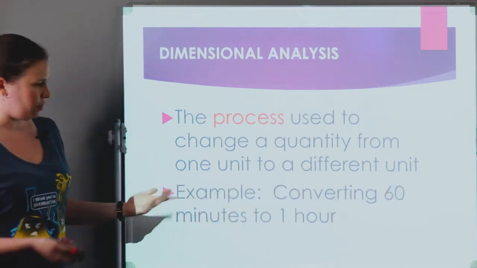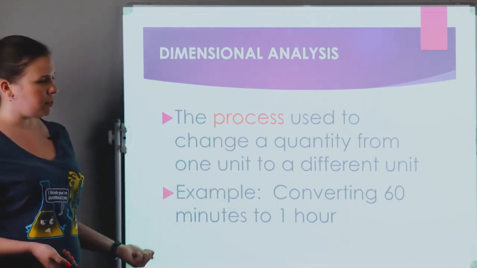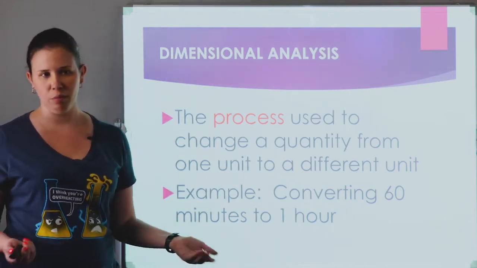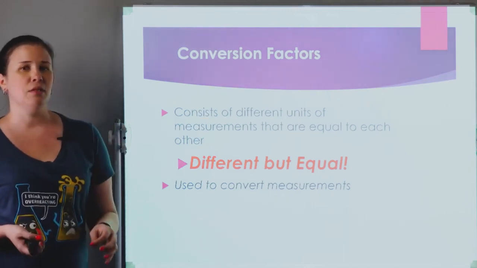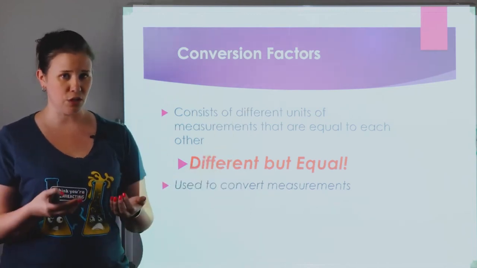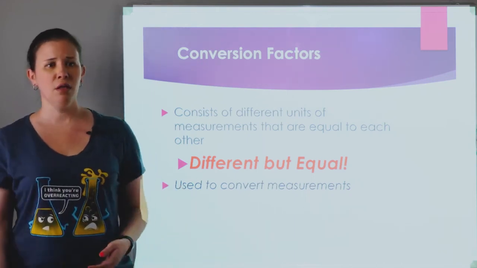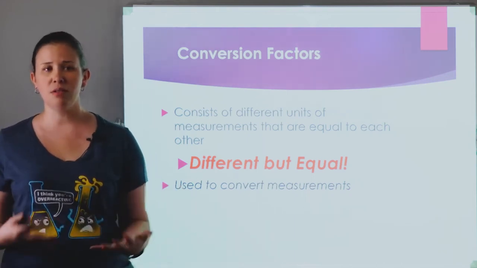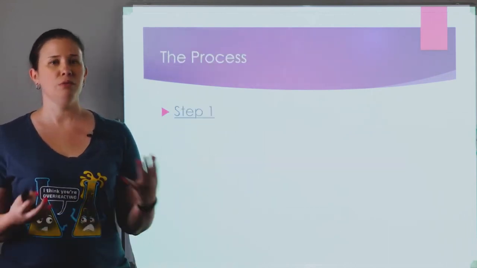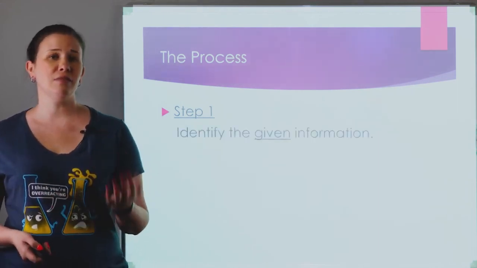In order to convert, here's another example, 60 minutes, that would be equal to 1 hour. We're going to actually be able to use these things that we know are equivalent to help convert other things to see what their equivalency would be. The key concept here is that your conversion factors use different units that are equal to each other. So for example, if you try to use a conversion factor that said 60 minutes was equal to 2 hours, of course you're going to get the wrong answer. You have to use different but equal measurements in order to convert some other units. So it's kind of a 4-step process. The very first thing that you want to do is identify the given information.